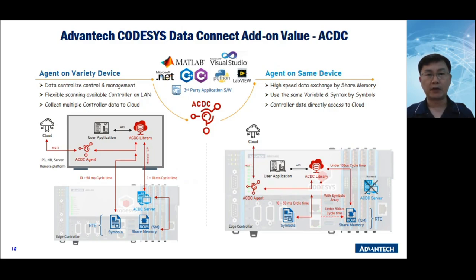Advantech also comes with the CODESYS Data Connect add-on value solution, so-called ACDC. As you can see, for various devices you can install this agent on a third-party PC, and you can pull all the information, either symbols or memory. On the same device itself, you can also install this ACDC library so that you can share all the information directly to the cloud service. So it's a high-speed data exchange by shared memory, using the same variable and syntax by symbol, and the control data has direct access to the cloud. So this is the so-called add-on value for the user of our MX solution product.